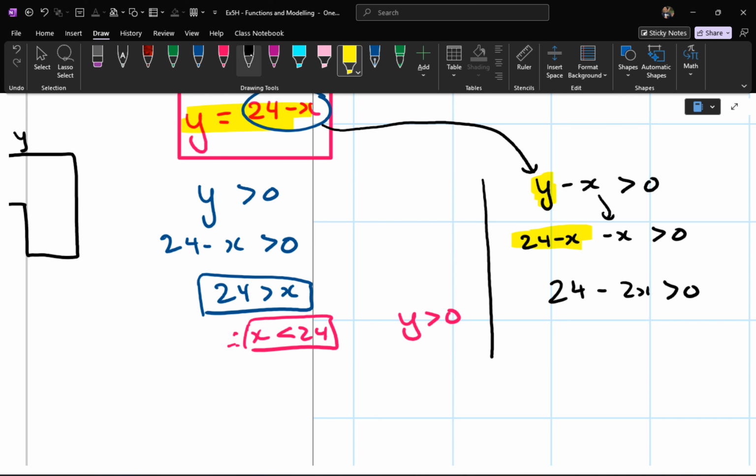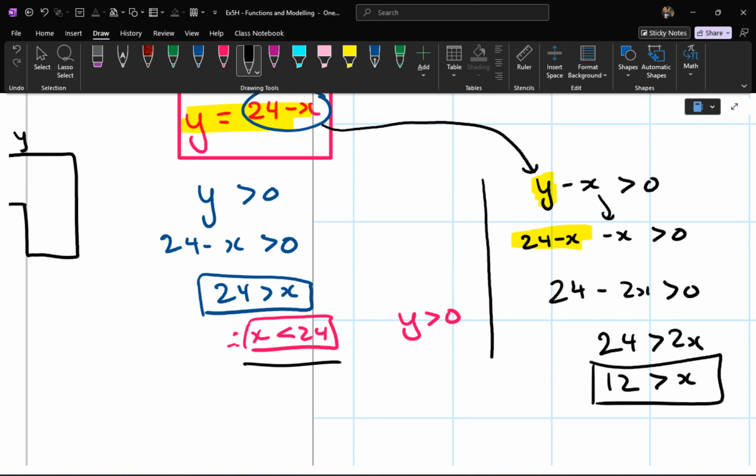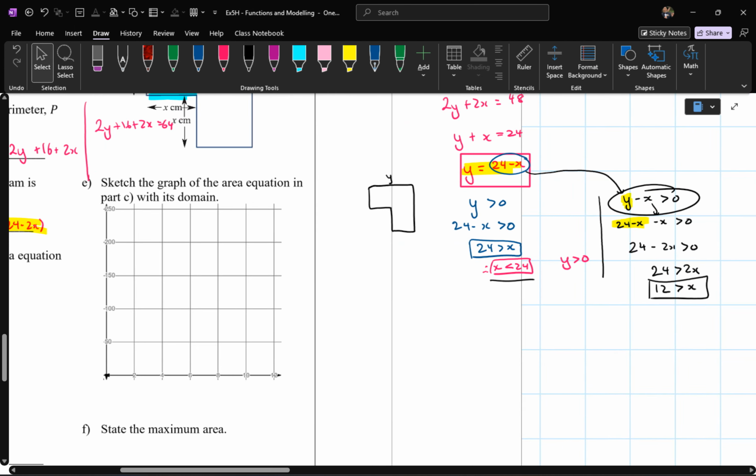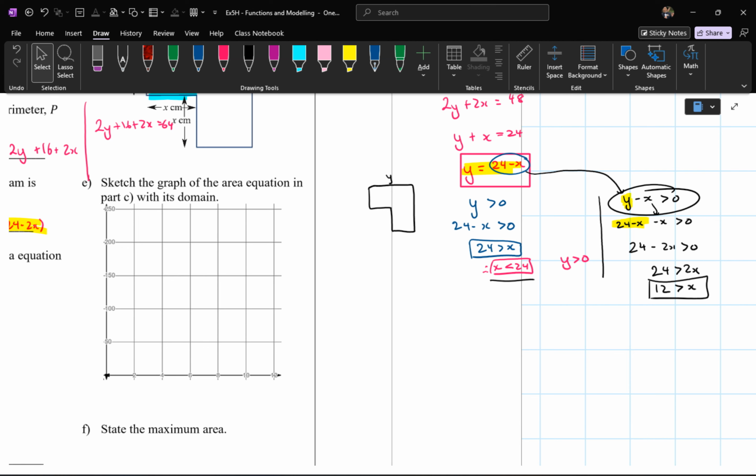And if you do this restriction, can you see you end up with x needs to be less than 12. So you've got two types of restrictions. X is smaller than 24, but then this one says, well, in order for this to be true, x needs to be even smaller. X has to be smaller than 12. So what does all of that mean? It means that when you're sketching the graph, can you see why I gave you 0 to 12? It is because the graph should stop when x equals 12.